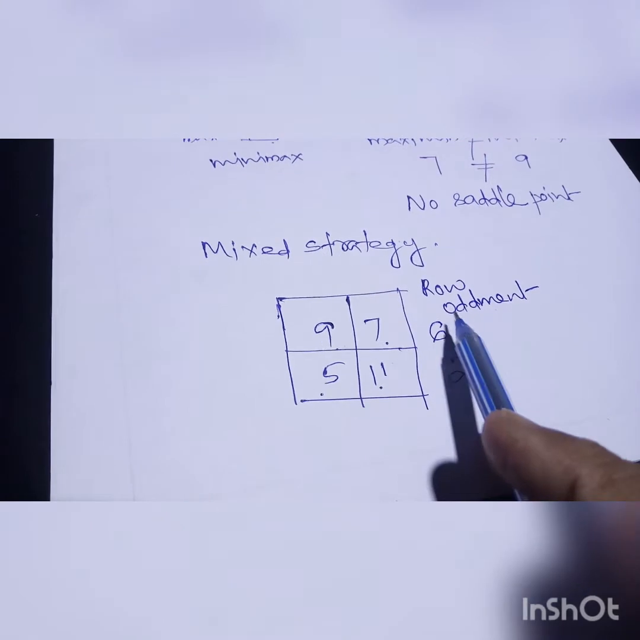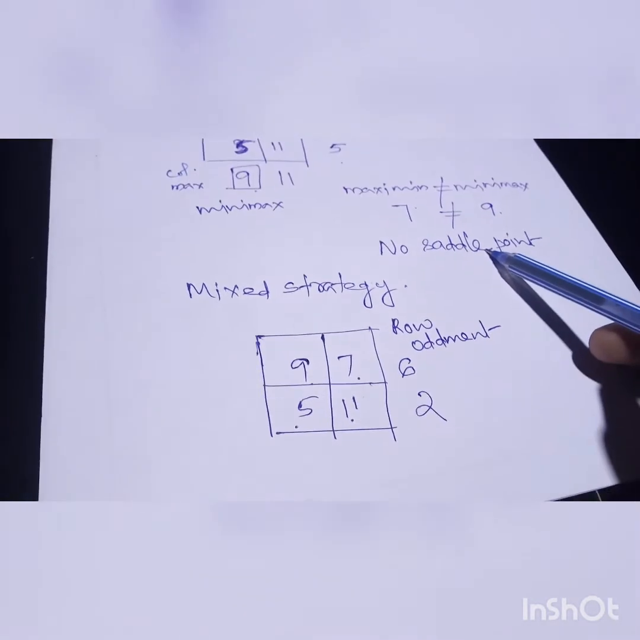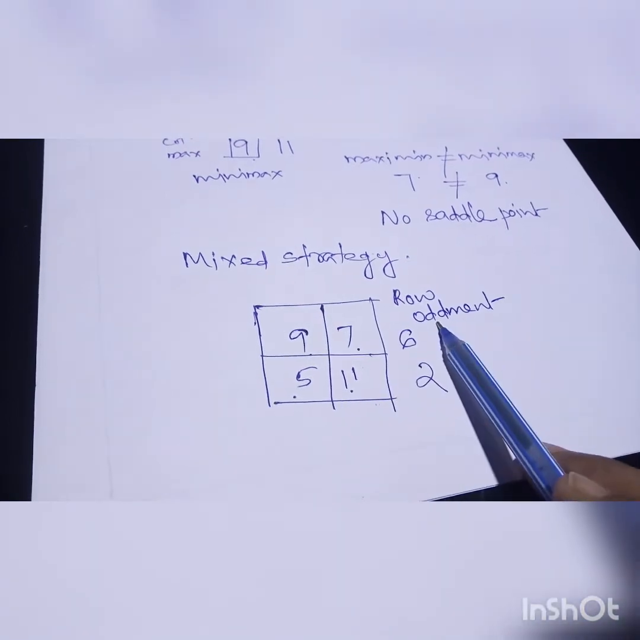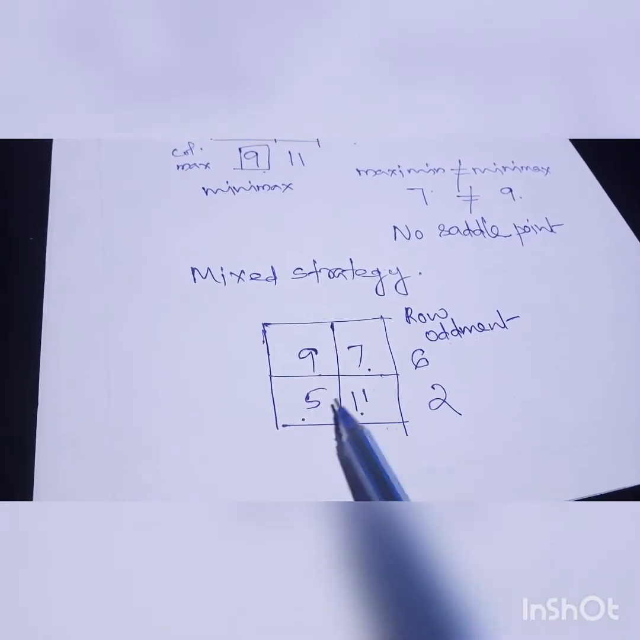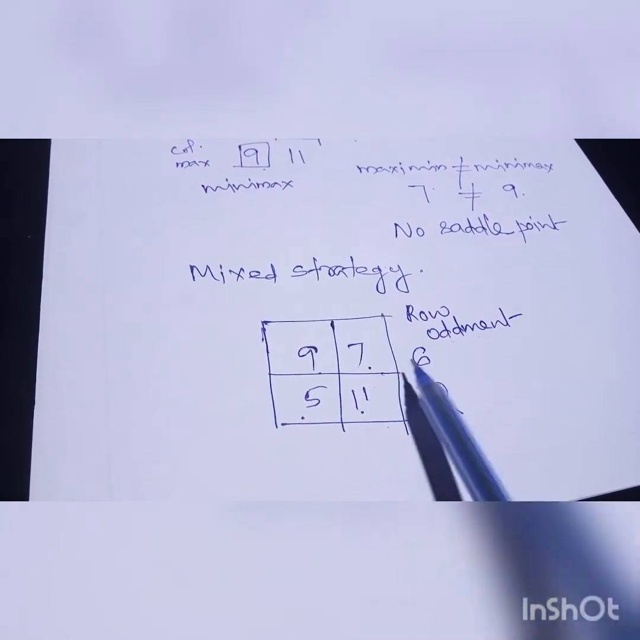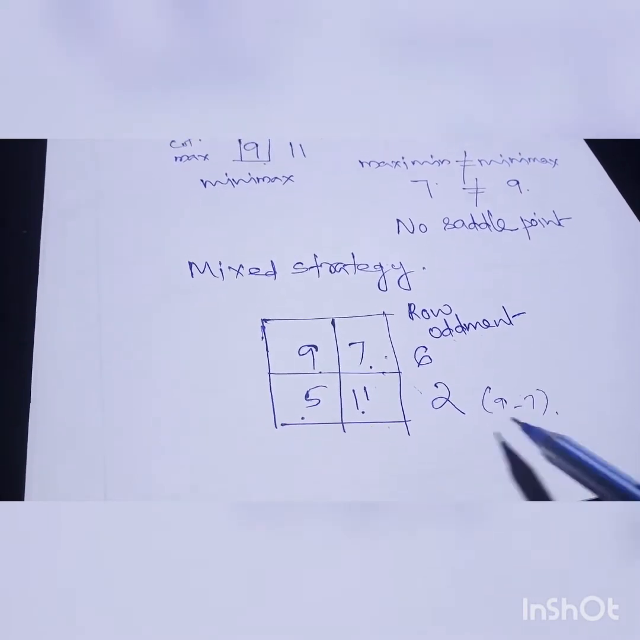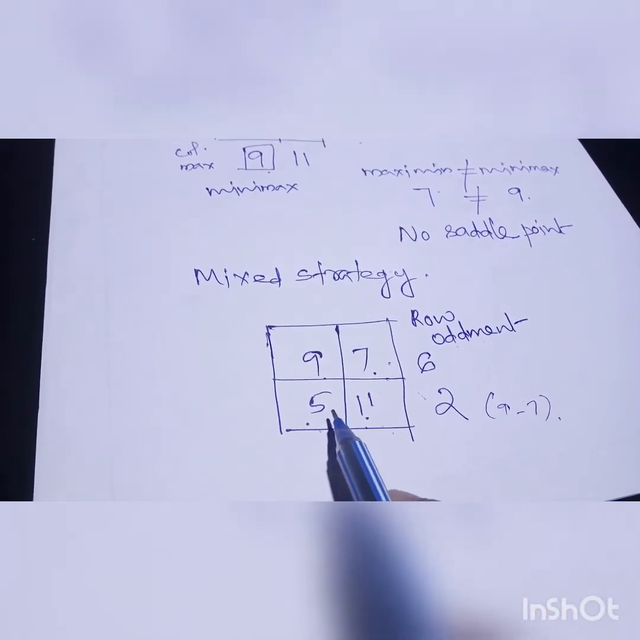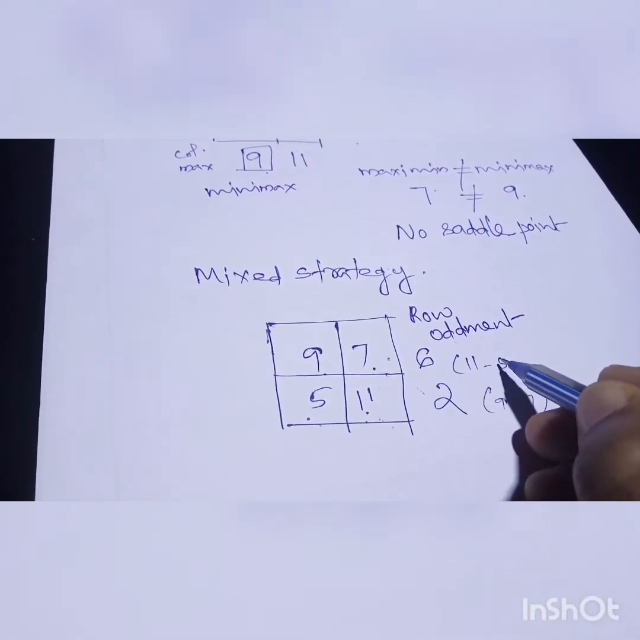Clear? We found that maximin is not equal to minimax. That means no saddle point, then we have to go for the mixed strategy. In the case of mixed strategy, we have to find the row augment first. For finding the row augment, you subtract the values of the rows. That is 9 minus 7, that is 2, and we write it here. And 11 minus 5. Always subtract the lower value from the bigger value. So 11 minus 5 is 6. So we got it here.